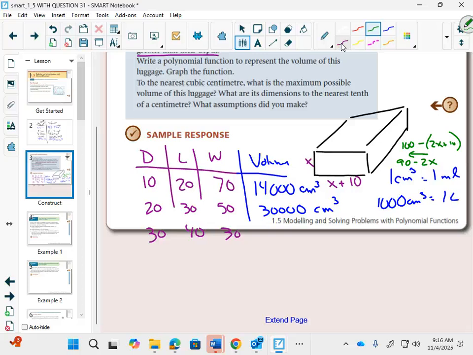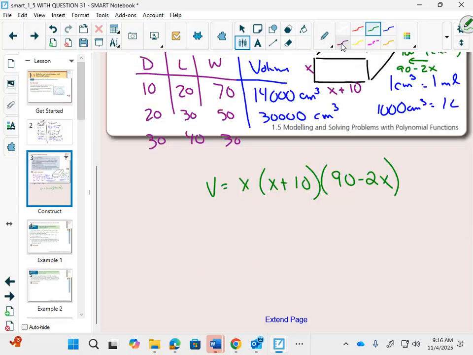And how did I figure out the volume every single time? I did length times width times height. And so when I go to set up my volume here, my length times width times height, in no particular order, gives us x times x plus 10 times 90 minus 2x, which we're going to graph.